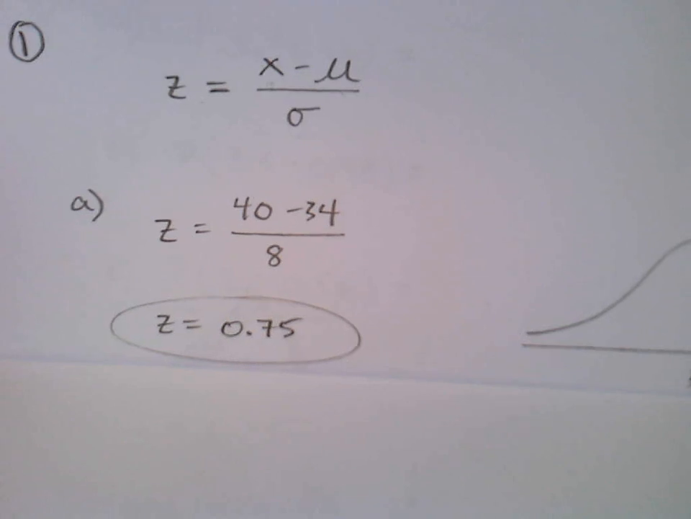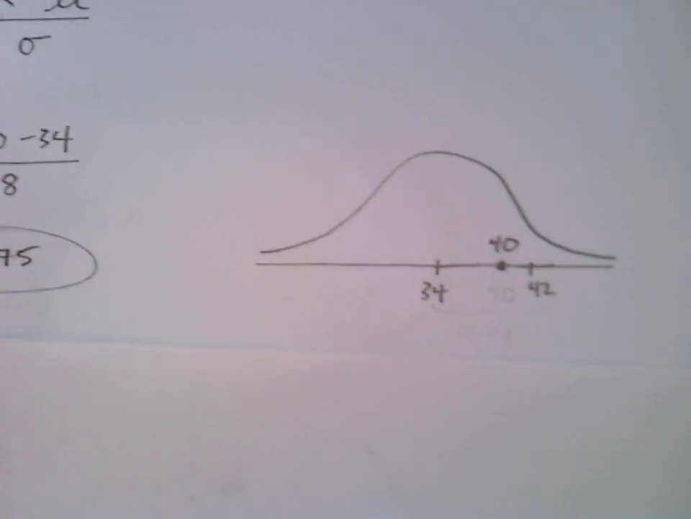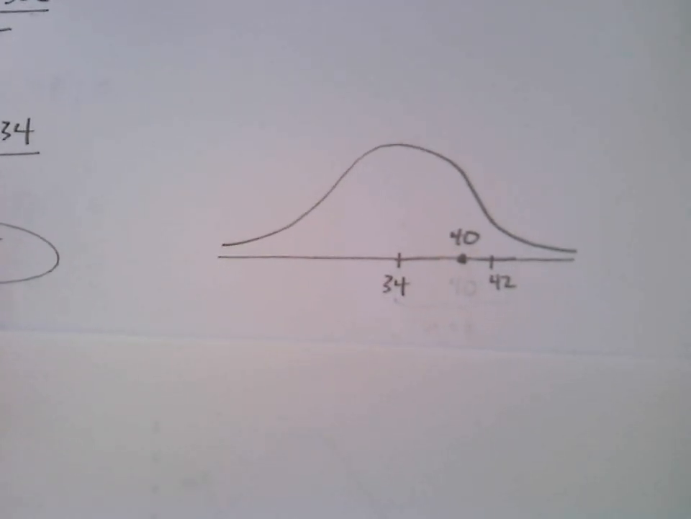Z equals 0.75. So here's my sketch. I've got that same sketch of the normal distribution curve. It always looks just like that. Right at the middle, I've put the average, in this example, 34.